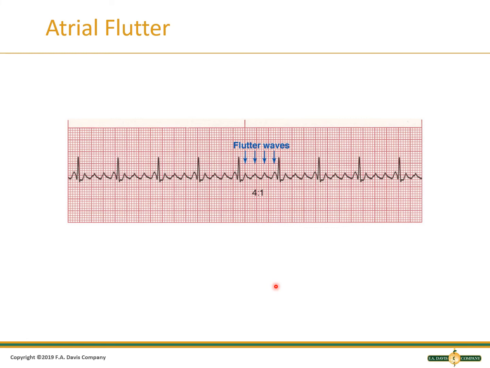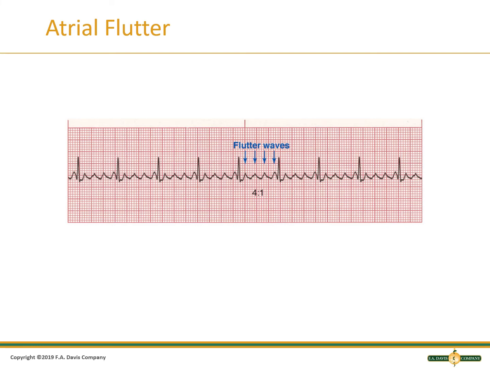If impulses pass through the AV node at a consistent rate, the rhythm is regular. The classic characteristics of atrial flutter are more than one P wave before the QRS complex, a sawtooth pattern of P waves, and an atrial rate of 250 to 350 beats per minute. So for this example, you can see that for every one QRS complex, there are 4 P waves. So the ratio is 4:1.